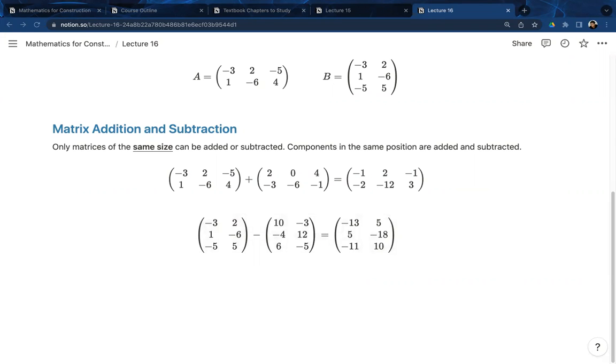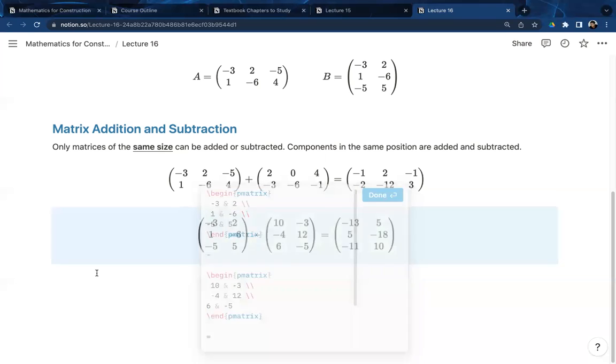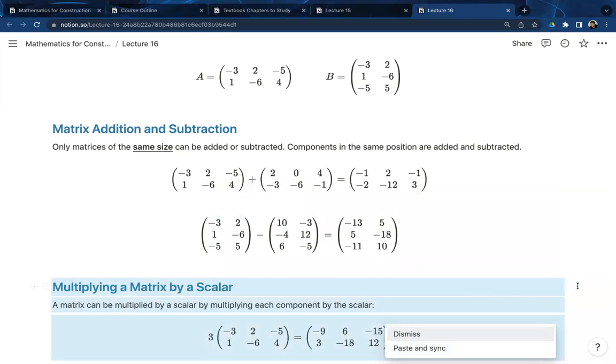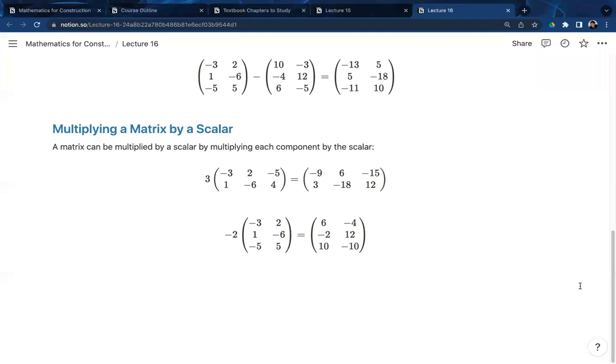Multiplying by a scalar is what we just saw. It's not so bad. Just multiply every single element by the scalar, right? So 3 times a matrix, so multiply everybody by 3. -2 times a matrix, and multiply everybody by -2. Standard stuff.